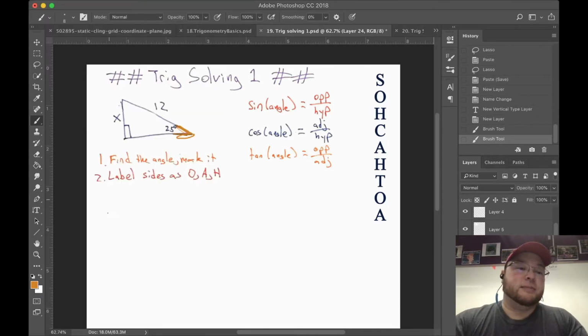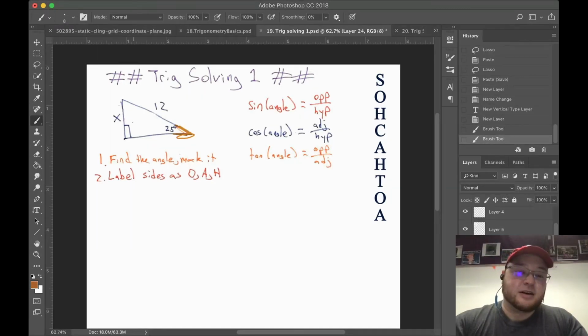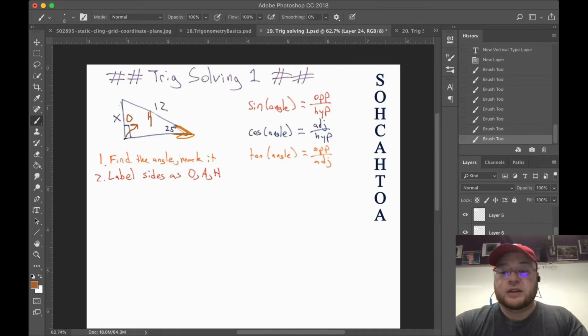You don't really care about the bottom on this one for now. I'm trying to match my colors a little bit. From this corner, this X is all the way across from it, which we call opposite, O. And this 12 is across from the right angle, so it's H. So I always label, okay, you label. And that means you can now plug it into the formula.